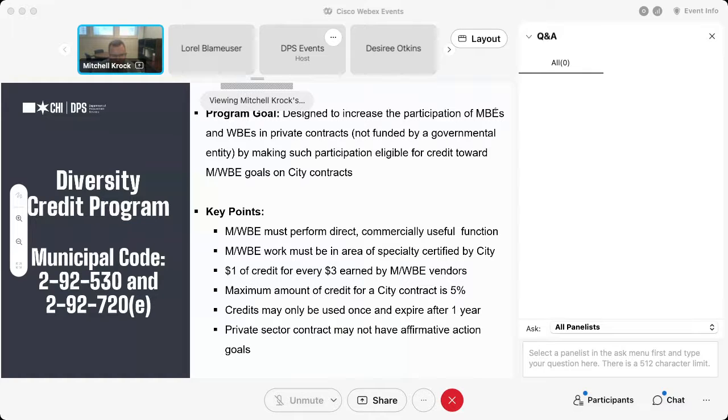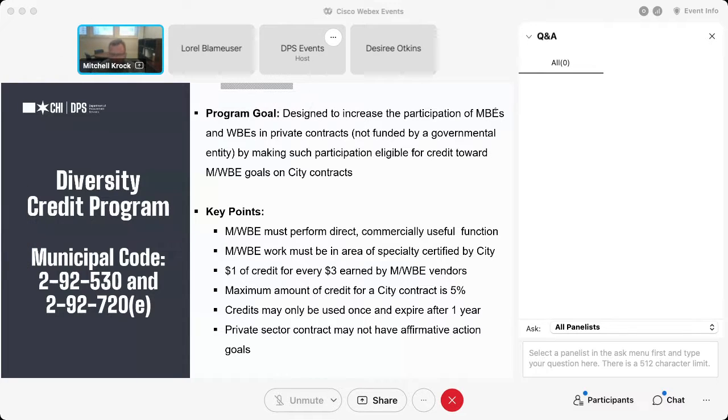The first one I want to go over is the Diversity Credit Program. The goal of this one is to increase the participation of minority and women-owned business enterprises on private contracts by making such participation eligible for credit towards MWBE goals on city contracts. Key points to remember: the minority or women-owned business enterprise must perform a commercially useful function on that private contract. The work must be in an area of specialty that the firm receives certification from the city in. $1 of credit is given on the city plans for every $3 earned by the MWBE vendors on the private contract. The maximum amount of the credit is 5%, and credits may only be used once and expire after 1 year.